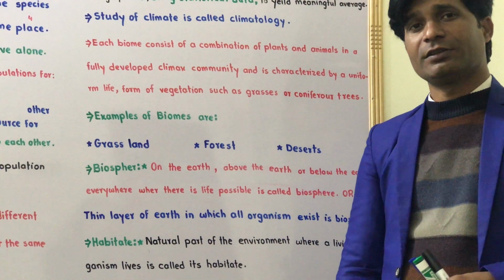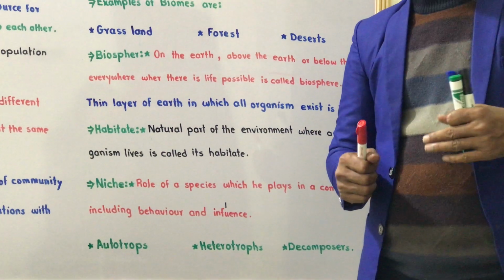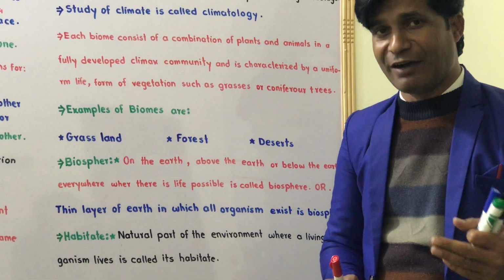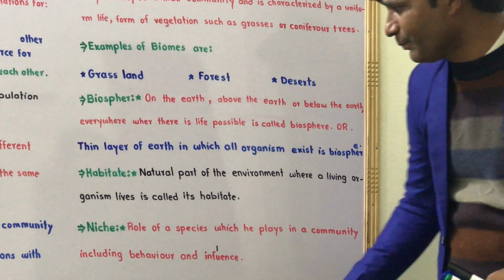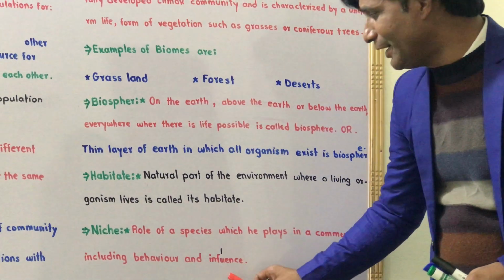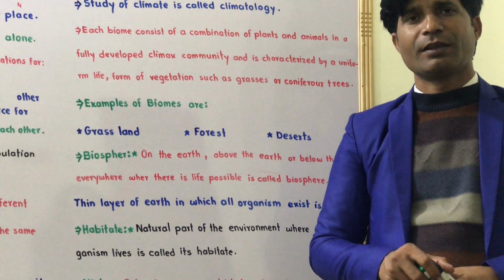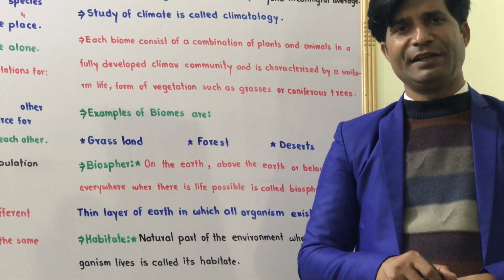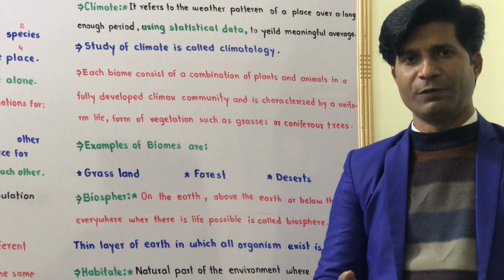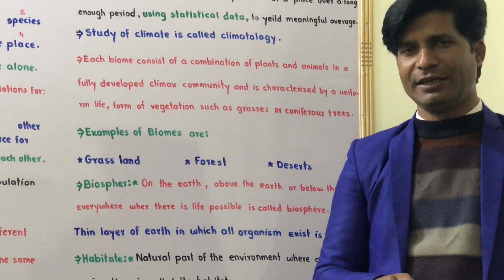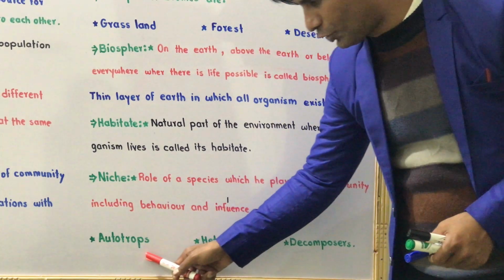The other definition which we will discuss today is niche. It is the profession of an organism in its environment. So the role which a species plays in the community, including its behavior and influence, is known as its niche. For example, there are many living organisms which are photosynthetic, which can prepare their own food from simple inorganic material. So their role is autotrophy, and they are known as autotrophs.